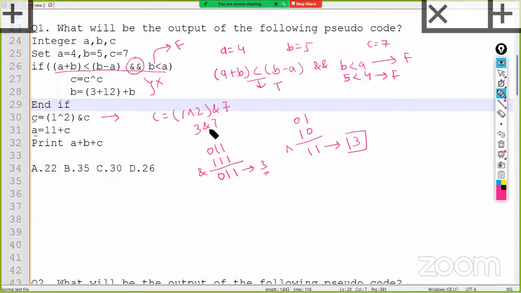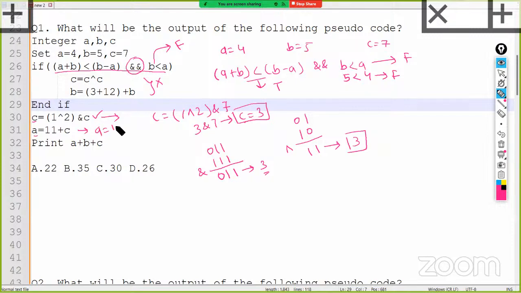So the result of this is again 3, which means the entire value of C is set to 3 at this line of code. C equals 3, we have this new value, that is why I wrote it in a box. Again, I need to calculate the value of A, which is also new for us.